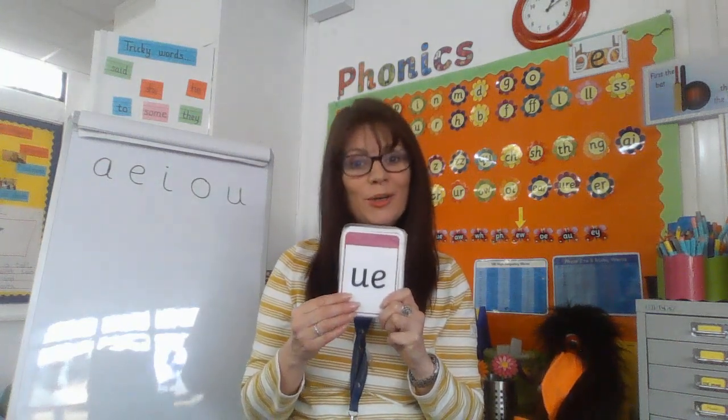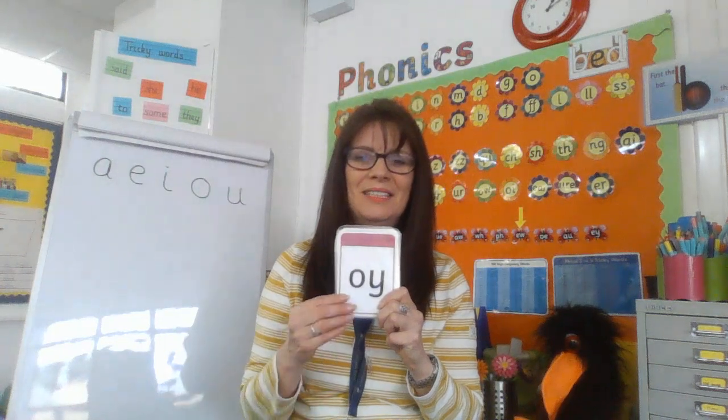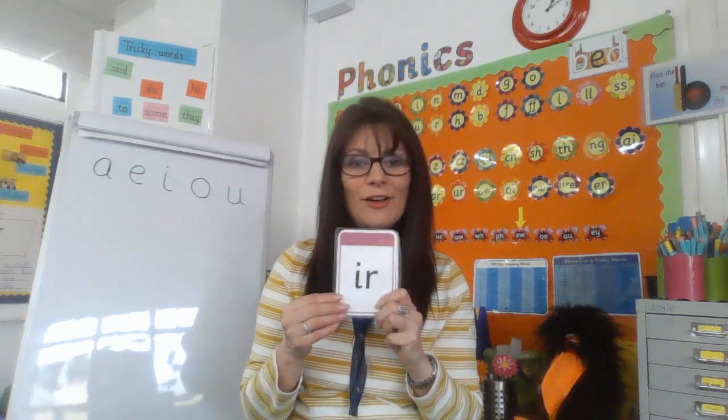O, E, W, E, U, O, Ow, Oi, A, U, I, O. Well done. Now, did you know that in the alphabet there are five special letters and they're called vowels?